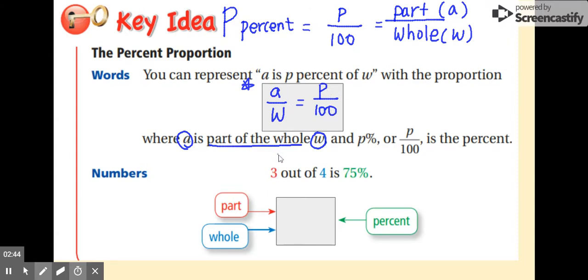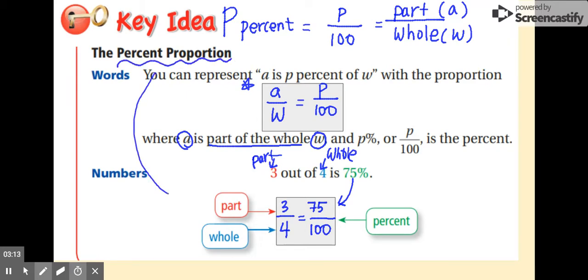So for example, 3 out of 4. So 3 is the part. Out of 4, out of something means whole, right? So 3 out of 4, it's 75%. So 75% is 75 out of 100, right? So I just write two ratios. And if it's simplified, it's going to be equivalent. So I can say it's a percent proportion.